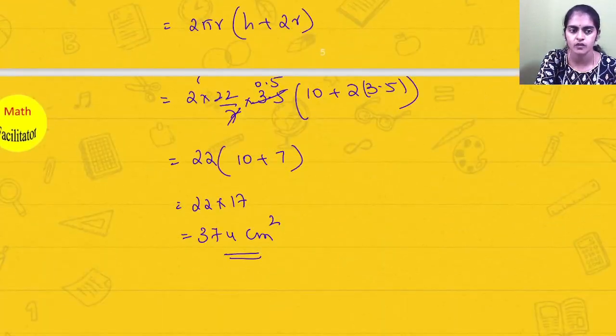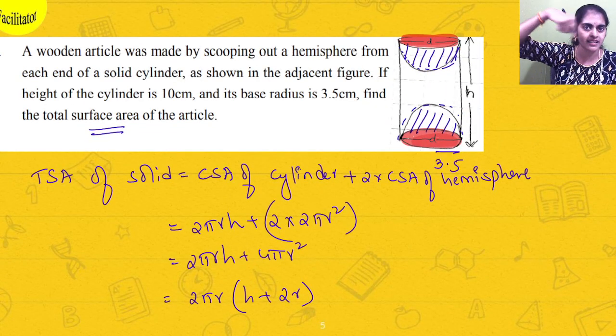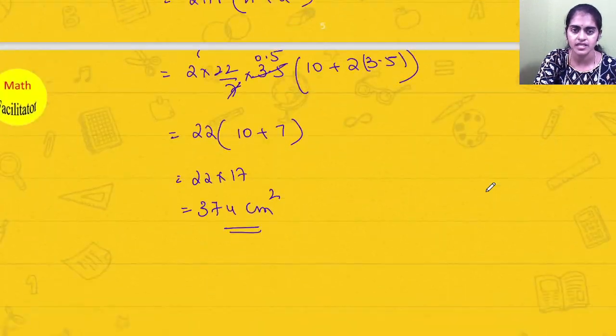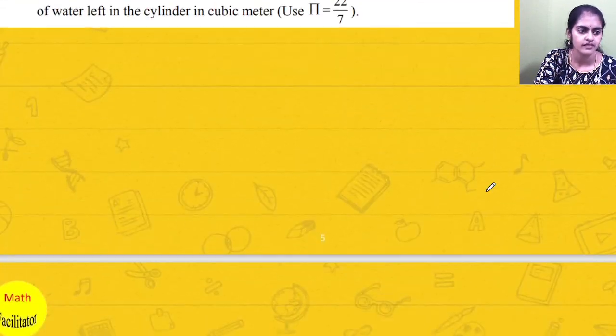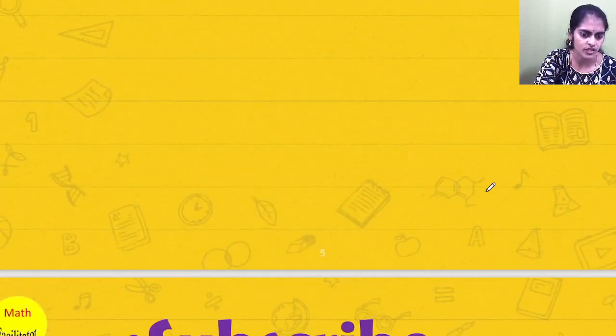Did you all understand now? So you should understand, whenever scooping out, the circular base on top you will not see in the surface. You will see this curved surface in the surface. Okay, surface area means which you can see. Okay, and now this is the last question. No, you have one more question.